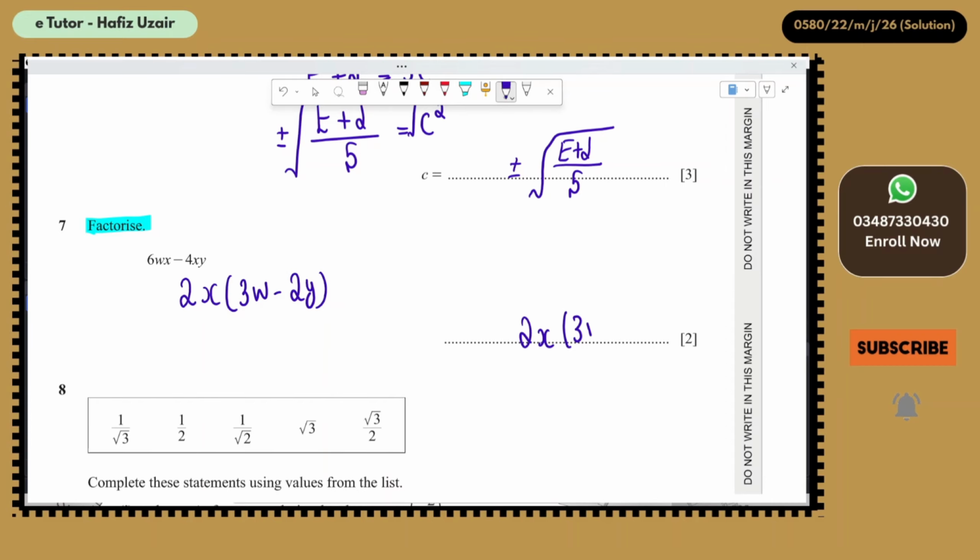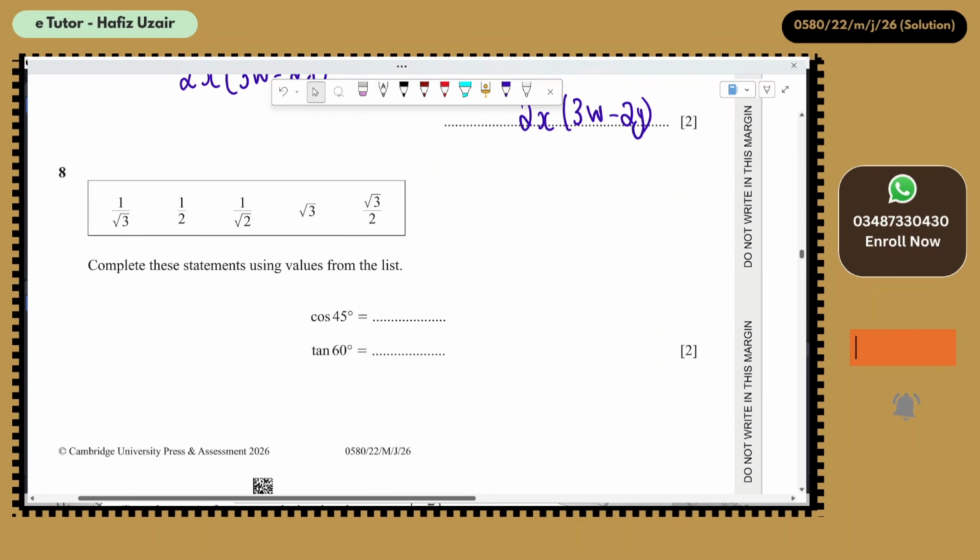Let's move to question number 8. Here you need to write the values of cos 45 and tan 60. So the value of cos 45, you need to learn these values without a calculator. There are shortcuts you can search on YouTube. So cos 45 is equal to 1 over square root 2 and tan 60 is square root 3.